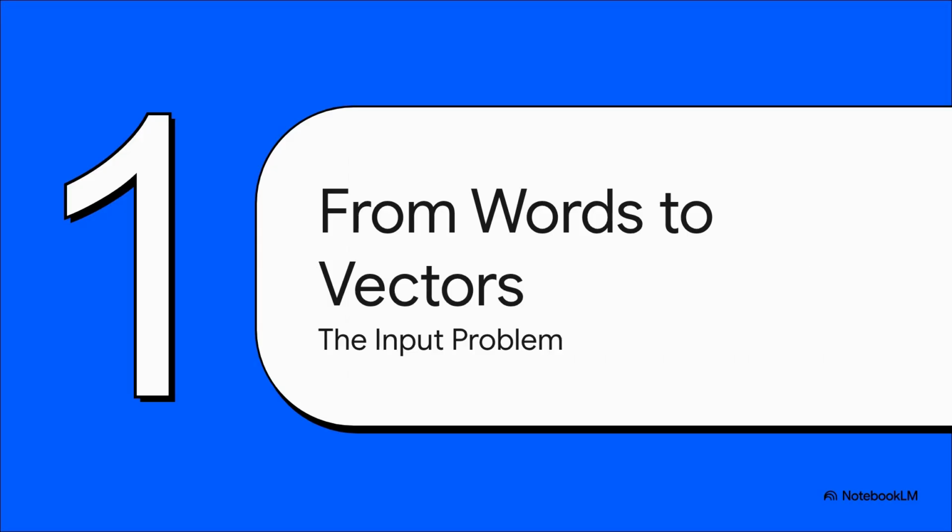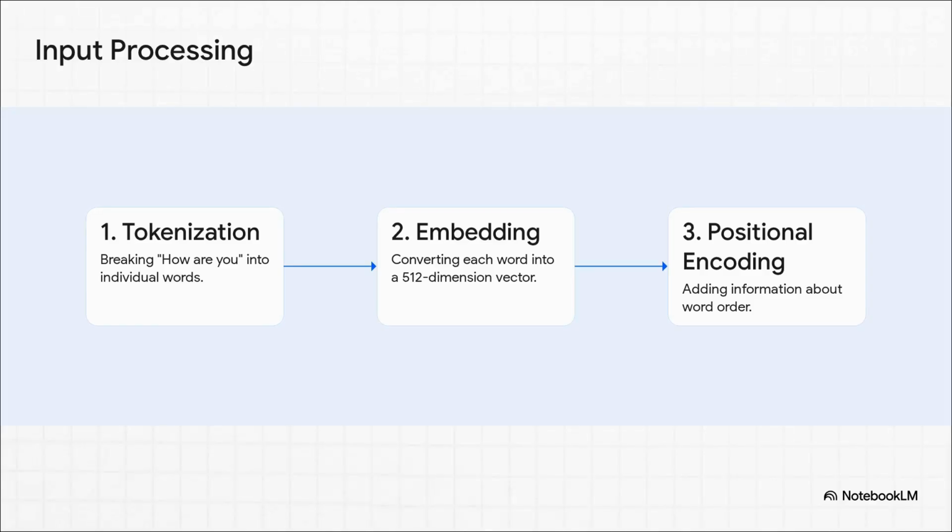Okay, so first things first. We've got a pretty big problem to solve right off the bat. Computers, they don't do words. They do numbers. So the first challenge is, how in the world do we get our language, our words, into a format a machine can even begin to understand? It's actually a three-step dance.